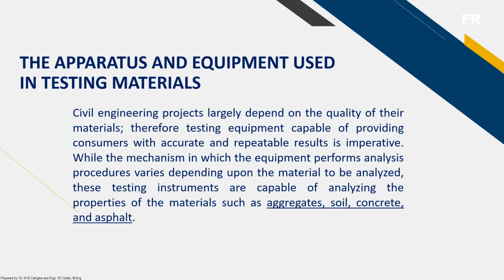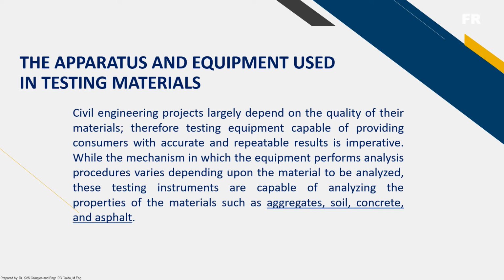Now we talk about the different apparatus and equipment used in testing materials. Okay? So civil engineering projects largely depend on the quality of materials, of course. Therefore, testing equipment capable of providing consumers with accurate and repeatable results is imperative. While the mechanism in which the equipment performs analysis procedures varies depending upon the material to be analyzed, these testing instruments are capable of analyzing the properties of materials such as aggregate, soil, concrete, and asphalt.